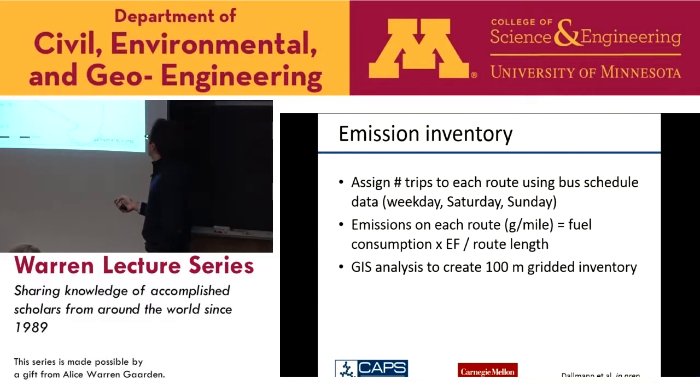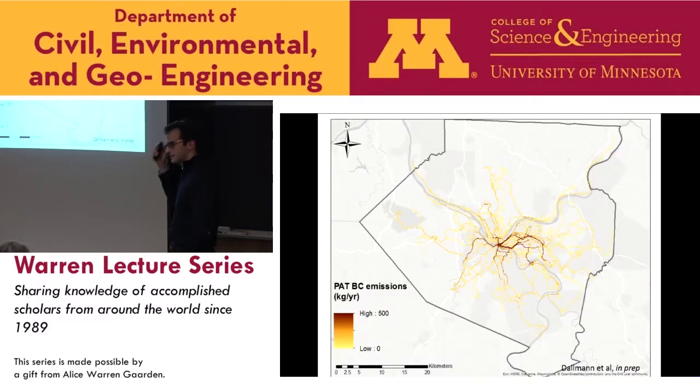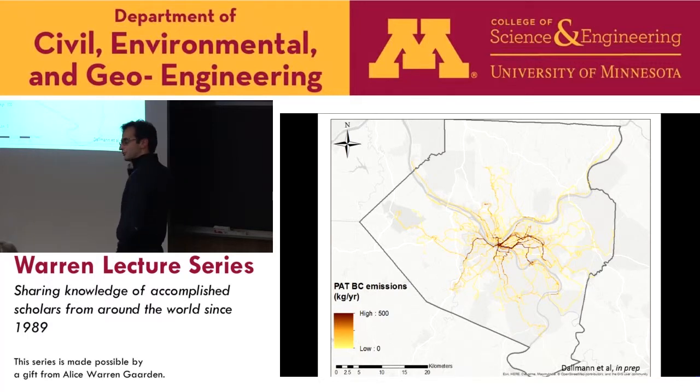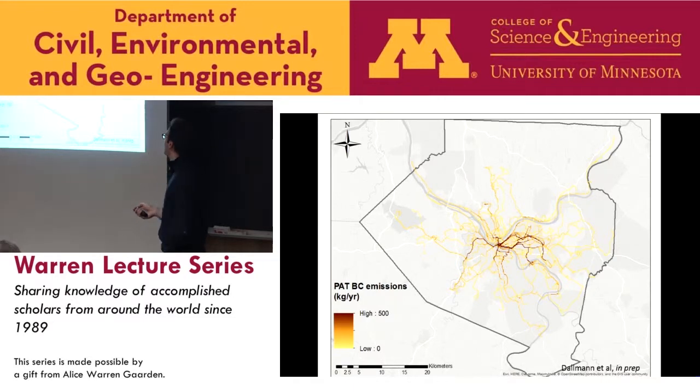And so this is what the inventory looks like in sort of a zoomed out view. So the darker colors indicate higher emissions. This is kilograms per year of black carbon just from the bus system. I will point out, when you say diesel, most people think about trucks on the highway, but buses operate where people live, right? So this is a case where you can have higher relative exposure because the buses are where the people live.